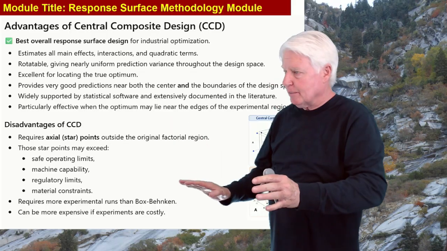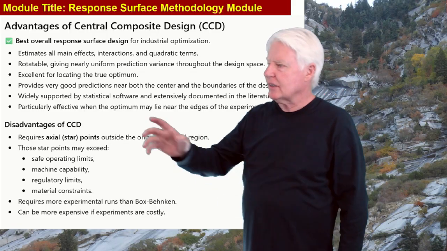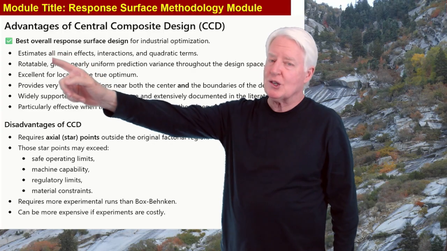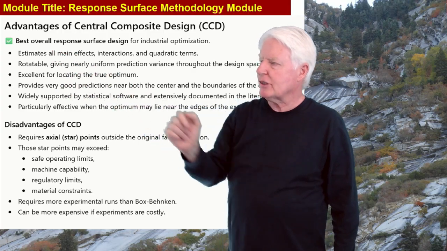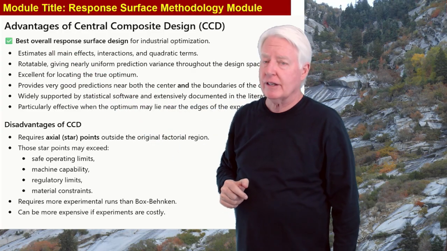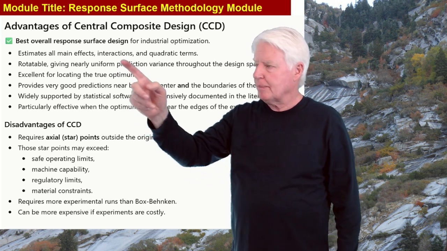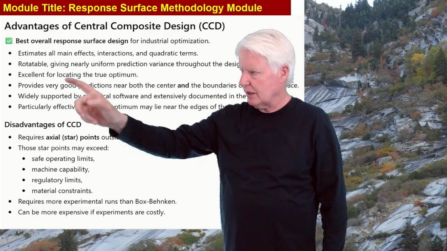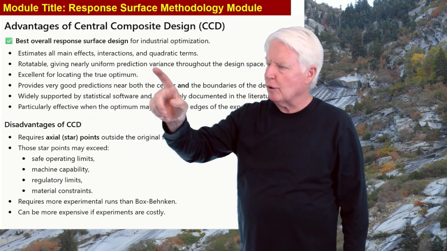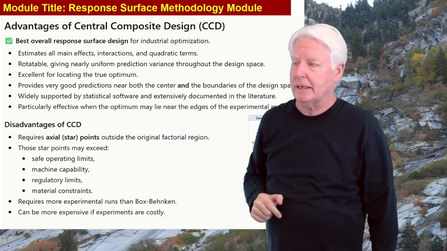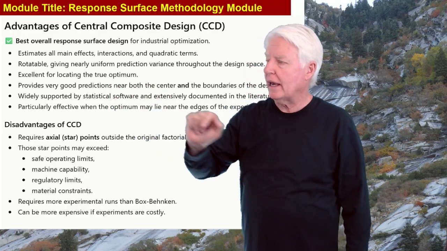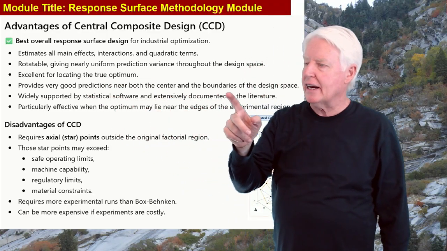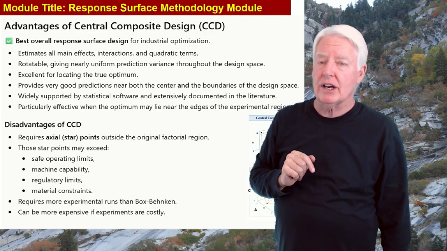So this is a kind of summary slides here, just to get you set up. Best CCD, Central Composite Design, which we've really been championing in this one. Best overall response surface design for industrial optimization. Estimates all main effects, interactions, and quadratic terms, at least two-way interactions. Rotatable, giving nearly uniform prediction variance throughout the design space. That's wonderful. Excellent for locating the true optimum. Provides very good predictions near both the center and the boundaries of the design space.